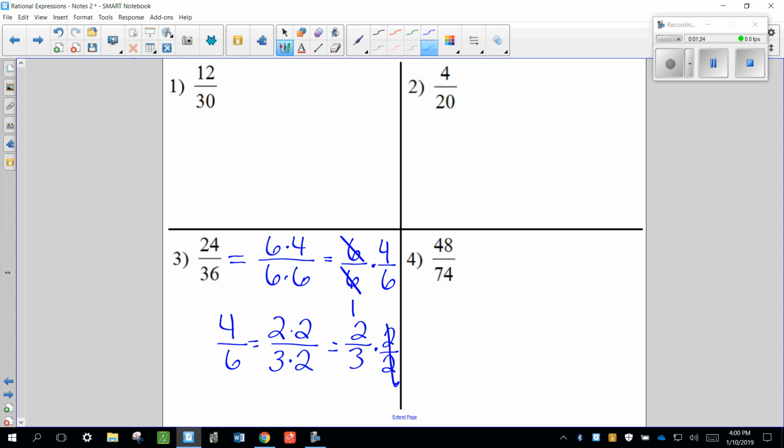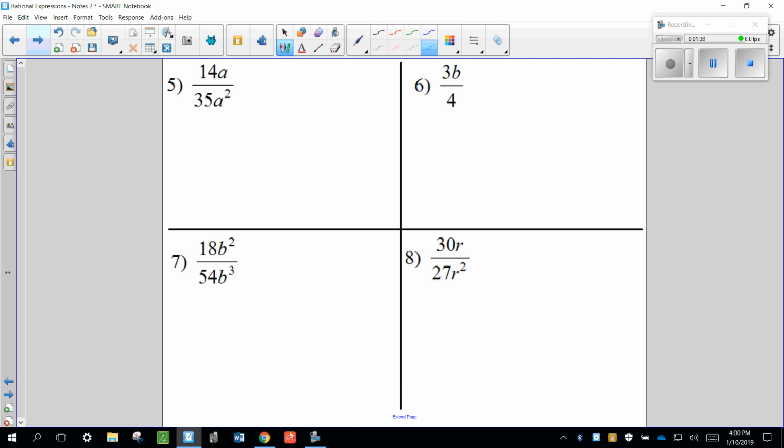Well, 2 over 2 is just 1. So what I'm left with is 2/3. 2/3 is equal to 24 over 36. And we just showed that by factoring. So when you get to something like, let's do number 7 over here. When you get to number 7, you're going to factor.